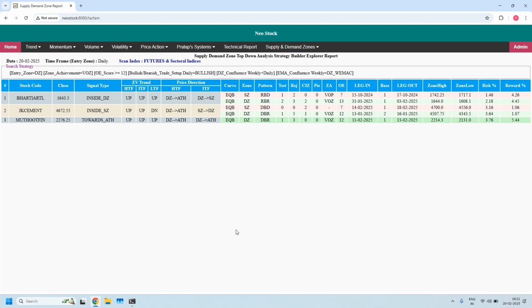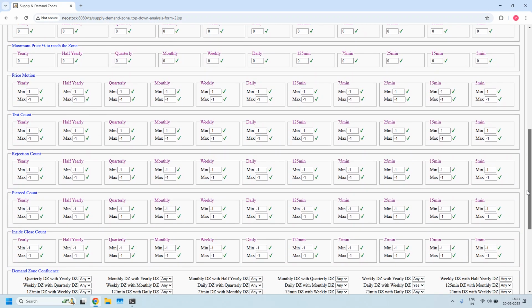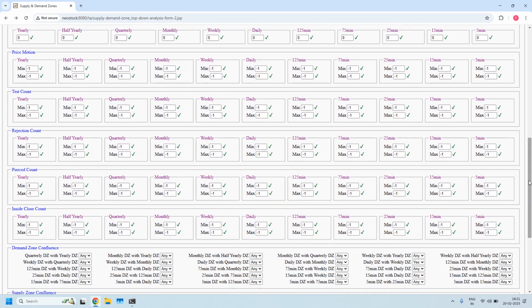And the next filter is LTF, ITF and HTF demand zone confluence. That is daily, weekly and monthly demand zone confluence. Let us verify. Removing this ITF EMA confluence. Now we should focus on HTF. So in the demand zone confluence, we should set 3 filters. First filter is already enabled, daily with weekly. Second filter, daily demand zone with monthly demand zone confluence. Third filter, weekly demand zone with monthly demand zone confluence.